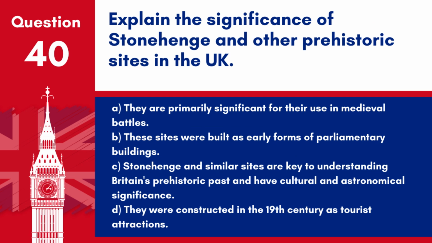Question 40. Explain the significance of Stonehenge and other prehistoric sites in the UK. A. They are primarily significant for their use in medieval battles. B. These sites were built as early forms of parliamentary buildings. C. Stonehenge and similar sites are key to understanding Britain's prehistoric past and have cultural and astronomical significance. D. They were constructed in the 19th century as tourist attractions.